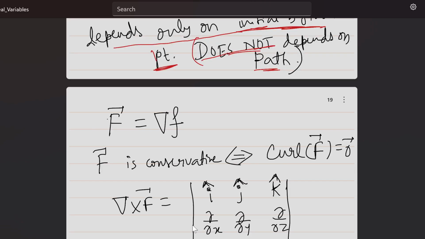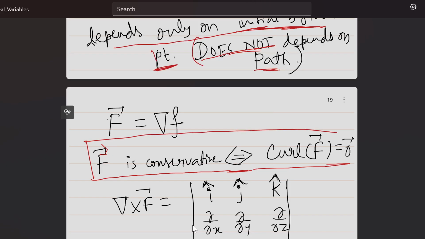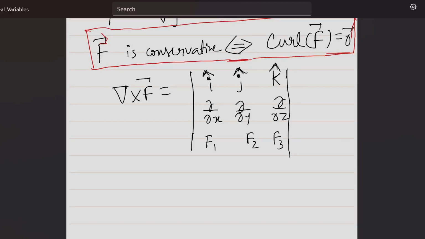So there is one theorem, or one remark you can say: f is conservative if and only if curl f is 0. This you remember. So I will find curl f first, because I don't know the path along which the work is done. Conservative implies the work done does not depend on the path. It depends on the initial and final point. So here, f1 is the first coordinate.